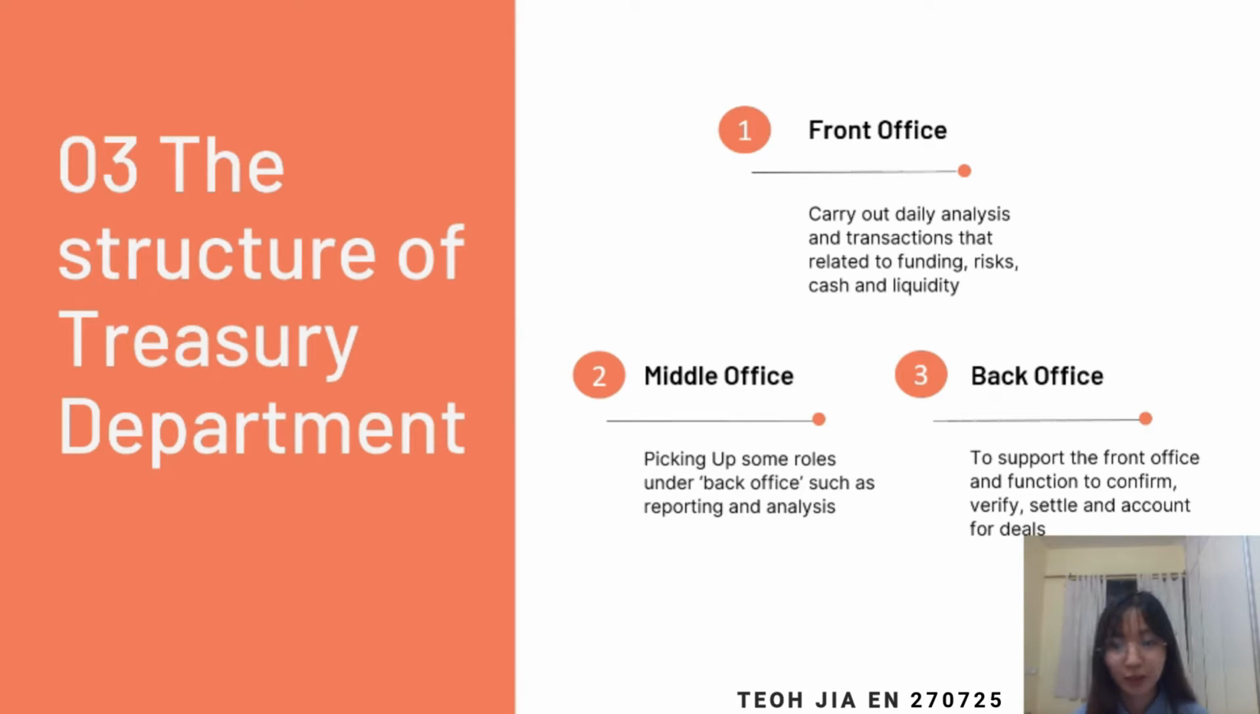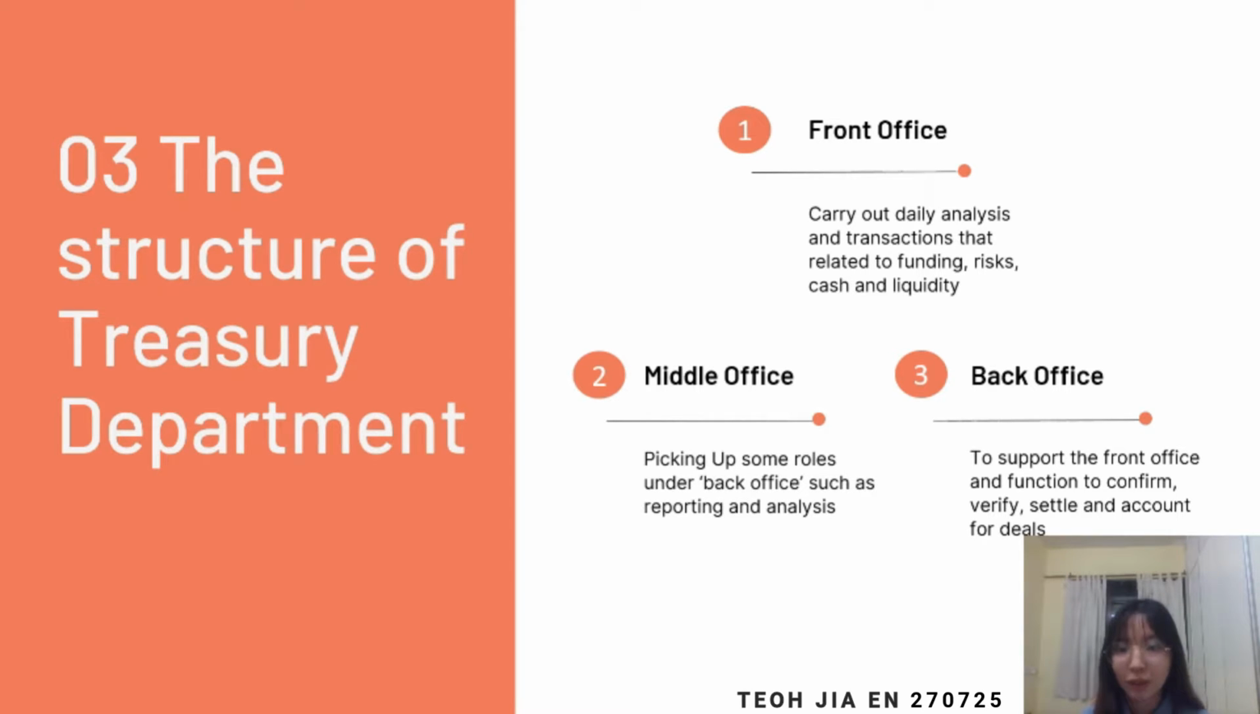Last for my part is the structure of the treasury department. The structure of the treasury department is divided into three offices: the front office, the middle office, and the back office. The front office carries out the daily analysis and transactions related to funding, risk, cash, and also liquidity.